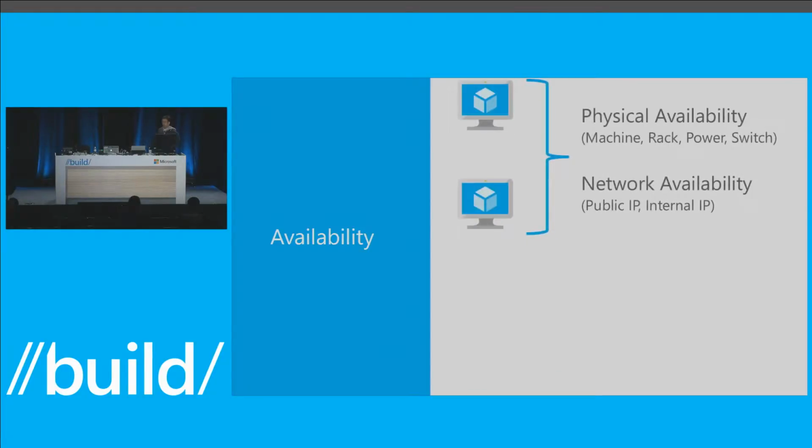Availability. So the first thing about availability, of course, is at a local level. So being able to have localized availability across both physical and network. And so this is concepts like being able to span a rack or across multiple machines, and then also being able to have your network span public IP and internal IPs across multiple machines. And this is just assumed, right? Any machine fails, you need to be able to fail over. And so we have some technologies that really help here.